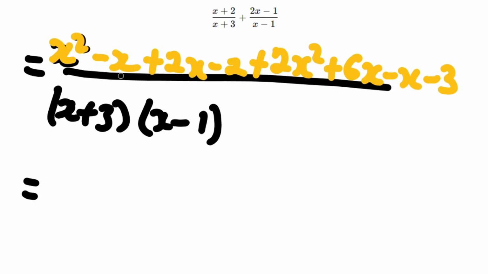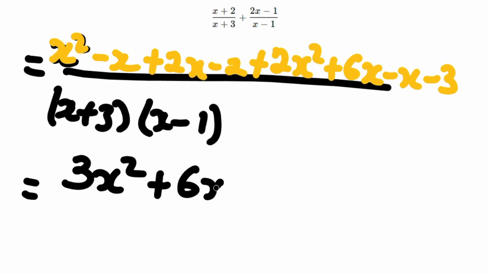The numerator, grouping like terms: there are 2x squared, so x squared plus 2x squared will give us 3x squared for the top. Then negative x plus 2x, that will be x. x plus 6x, that will be 7x. 7x minus x, that will give us 6x. So it's basically plus 6x.